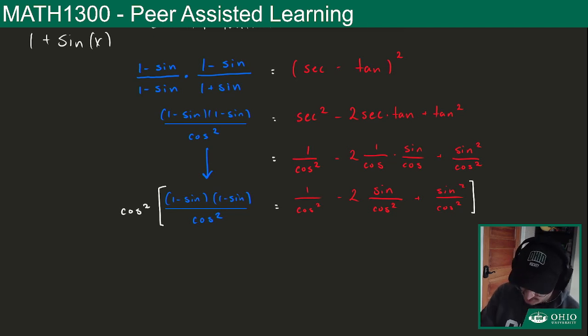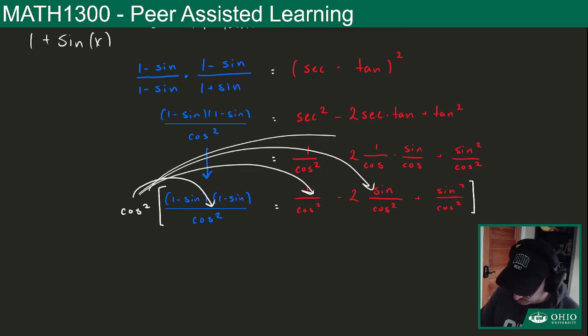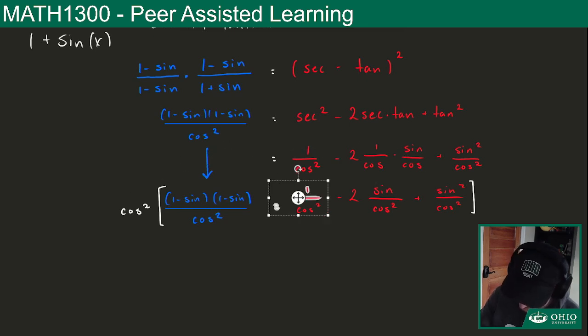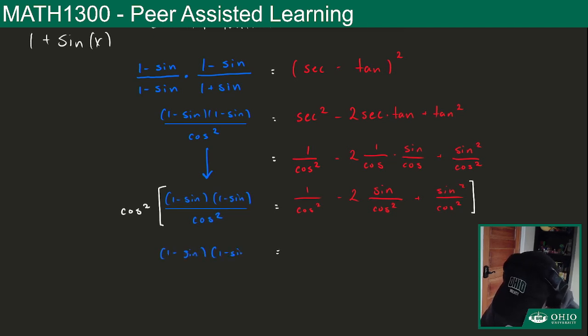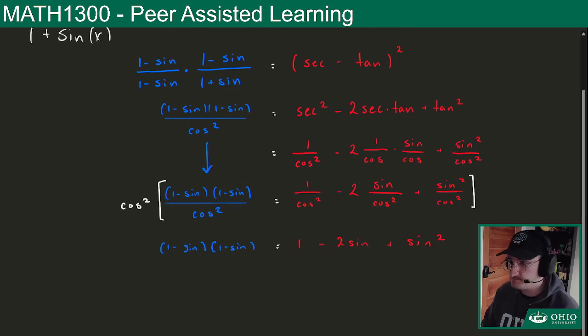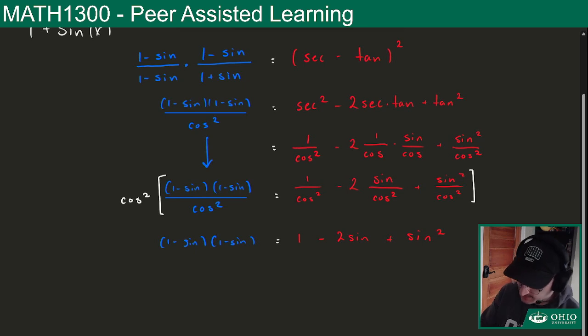And that cosine squared is going to cancel with every single one of these cosines. Again, I'll erase those arrows, but all of those cosines cancel, and we get this new equation where we have 1 minus sine, 1 minus sine, and then we have 1 minus 2 sine plus sine squared. And it might be becoming clear what's actually going to happen here.